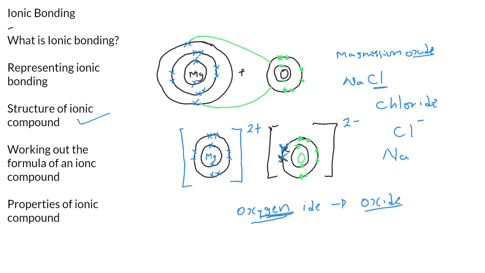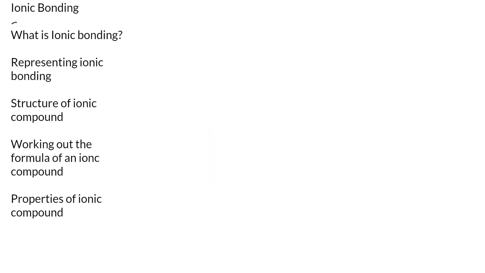Ionic compounds have a structure we call the giant ionic lattice. So they have a structure we call the giant ionic lattice. So that's the structure formed by an ionic compound.